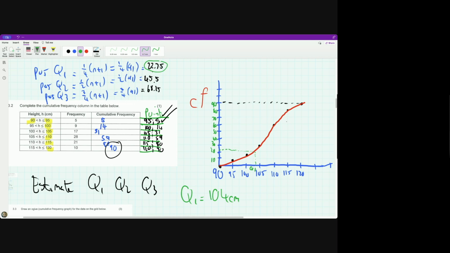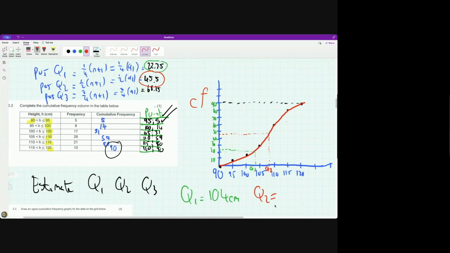I'll choose red 45.5. And it's quite nice to actually put a Q2 there. What would your estimate for Q2 be? Who has an estimate for the median? What is the median? Elena, what do you think? What would your estimate for the median be?